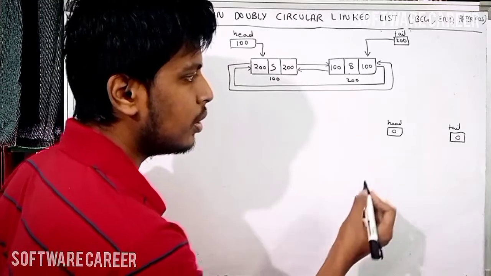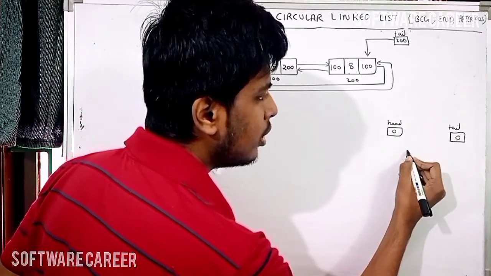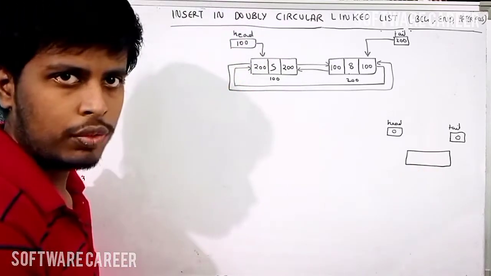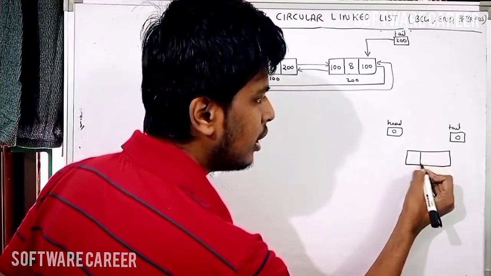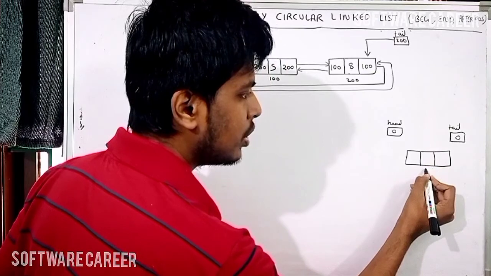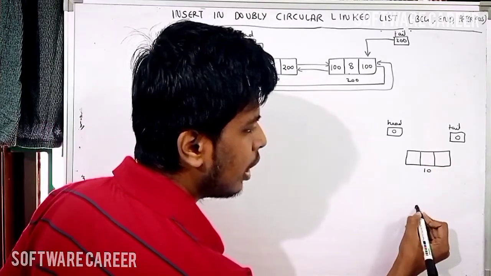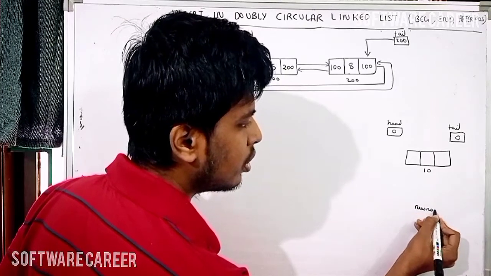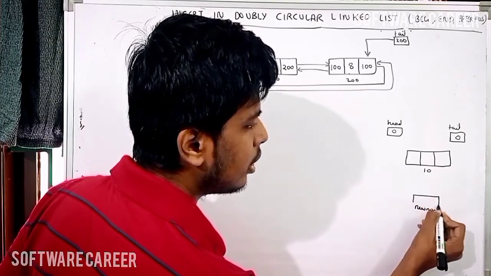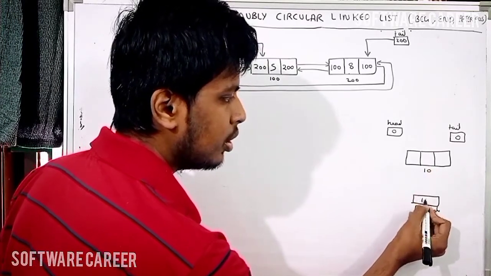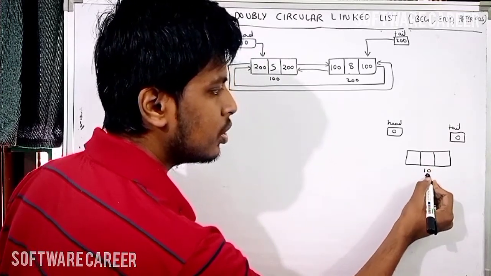So see here how to insert. First I should create a new node. For creating this new node you should use the malloc function. I am creating it, and let's say the address of this node is 10. Now for accessing this node I need a pointer, so I am creating a pointer called newnode. Now I should store the address of this node, that is 10, in this pointer. So this pointer points towards this node.